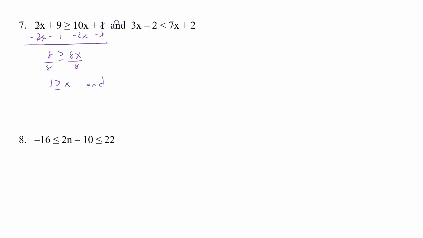Now here the 7's larger than 3, so let's subtract 3x from both sides. Now that means we're going to subtract 2 there. So the 3x's cancel, the 2's cancel. Minus 2 is going to be minus 4 is less than, here we have 7 minus 3 is 4x. Now I'll solve that. We have 4 divided by 4 is 1, so we have a negative 1 less than x.